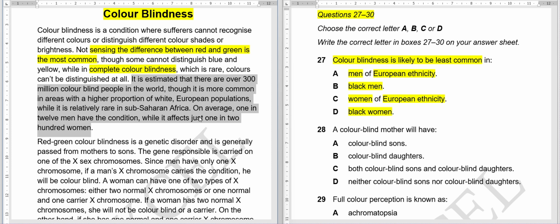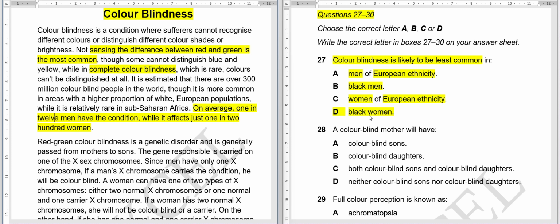Okay, time's up. So let's read the options together. First I will mark the correct option, and the option is yes, black women, D option. Let's see why it is D, because here they are saying that on average 1 in 12, while it affects just 1 in 200 women. So if we're talking about the least common thing, 1 for men, 12 in 1, but for women it is 1 in 200. Like out of 200 women, only one will suffer from this.